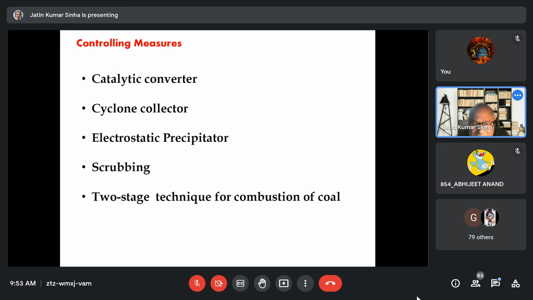We'll be discussing these things in the next class: the technology we use for converting toxic CO gases coming from transportation, and the different types of catalytic converters. There are two-stage and three-stage catalytic converters. We'll be discussing that in the next class. Okay.